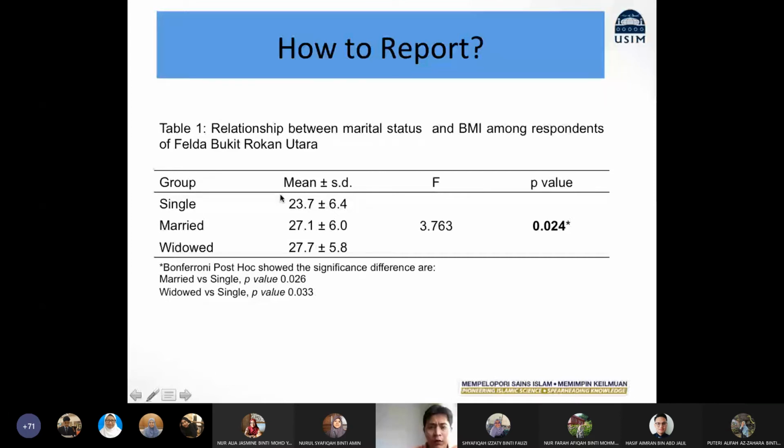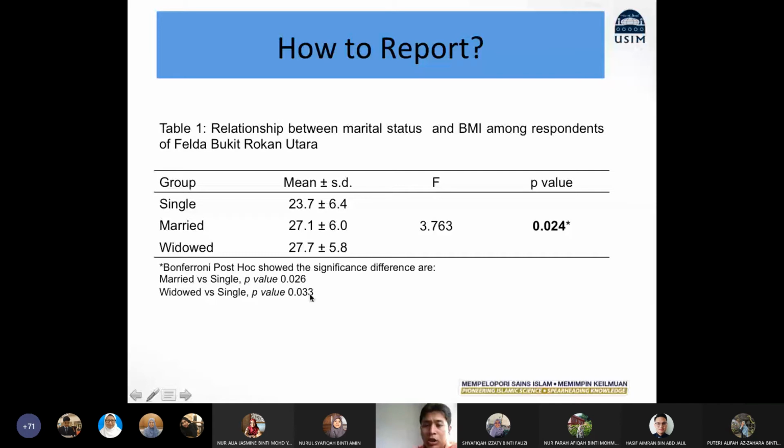Nak senang, dia punya magnitude is the mean value. So, nak conclude kita cakap, in this study, the mean SD BMI for married is 27.1. Widow 37.7, married 37.1, and single is the lowest. Widow has the highest mean BMI, followed by married and single. And the difference between these three groups were statistically significant, p = 0.024. When we conduct a Bonferroni post-hoc test, we found that the significant difference between married and single with a p-value of 0.026.